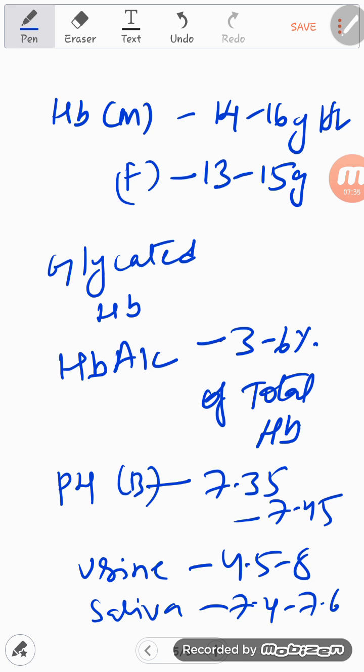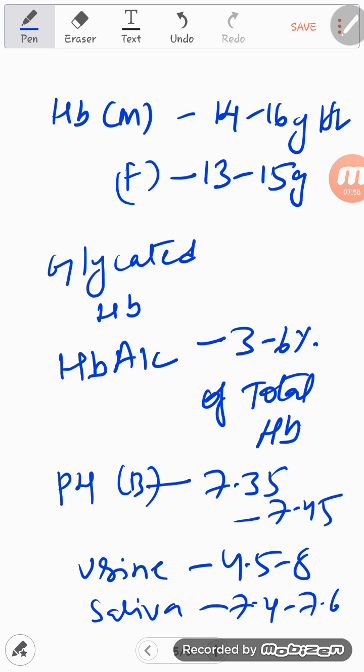Very clear. Hemoglobin male 14 to 16 grams per deciliter. Hemoglobin female 13 to 15 grams per deciliter. Glycosylated hemoglobin is 3 to 6% of total hemoglobin. pH of blood is 7.35 to 7.45. pH of urine is 4.5 to 8. And pH of saliva is 7.4 to 7.6.